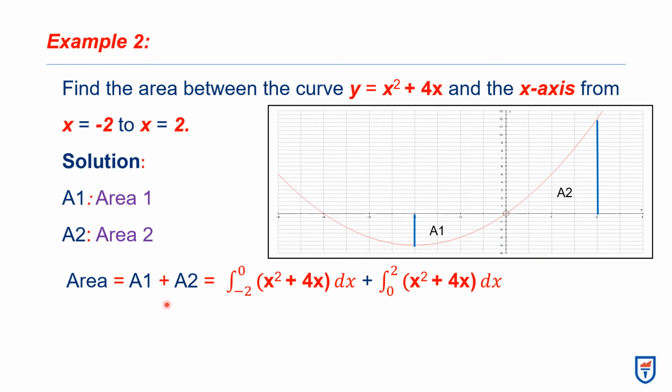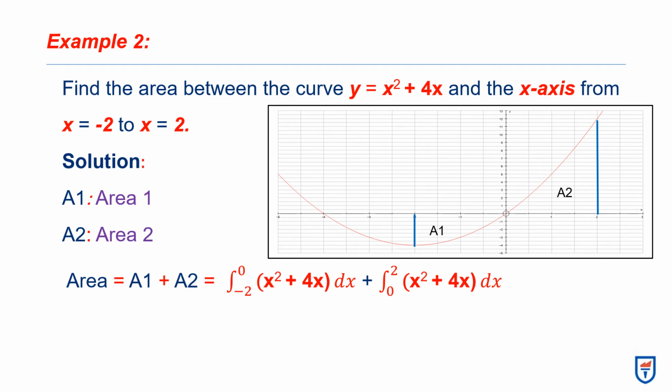So when we find area 1 and area 2, we say the integral of our function, which is x squared plus 4x dx, with the upper limit of 0 and lower limit of minus 2, plus the integral for area 2, which has an upper limit of 2 and a lower limit of 0. It is the same function. So we say the integral of x squared plus 4x dx with upper limit of 2 and lower limit of 0.